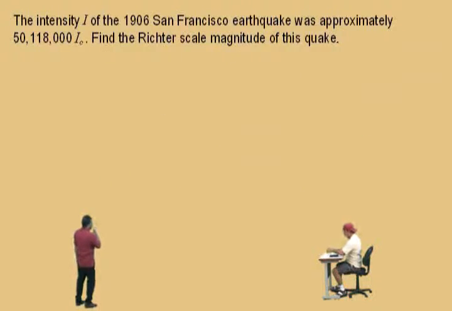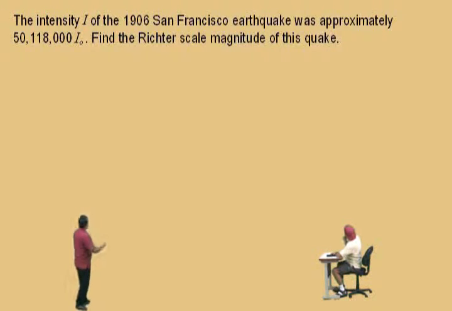Here is an earthquake. We're going to talk about the Richter scale. It says, the intensity I of the 1906 San Francisco earthquake was approximately 50,118,000 I naught. That little I sub 0 means I naught. It's like the earthquake that you can barely feel, so you'll have to talk to your instructor more about that. But given that information, find the Richter scale magnitude of this quake.